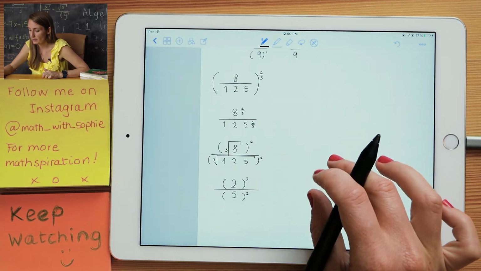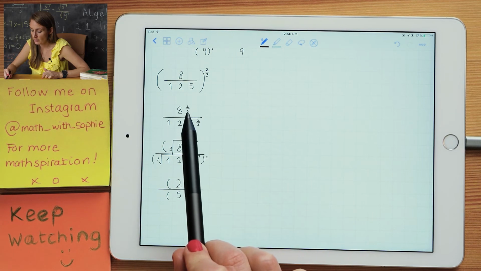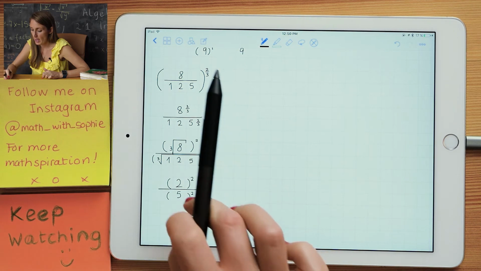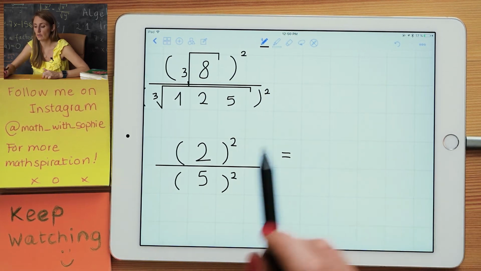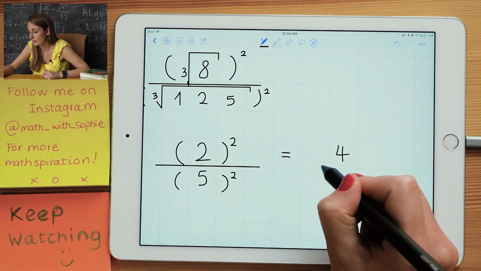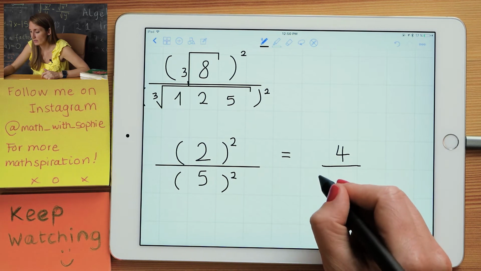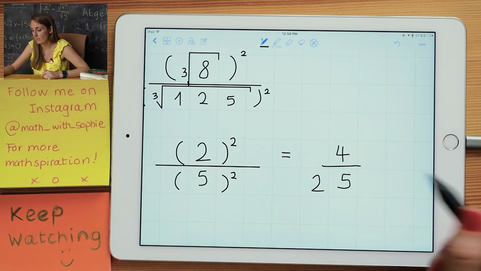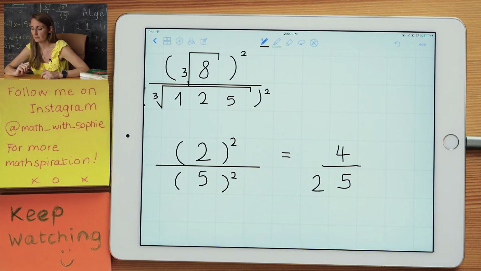So if you look, I put the power on both of them separately. I started with the roots. I did the cube root of 8 and the cube root of 125. And now in this next step, I'm going to work out the squared. So 2 squared is 4, because 2 times 2 is 4. And 5 squared is 25, because 5 times 5 is 25.